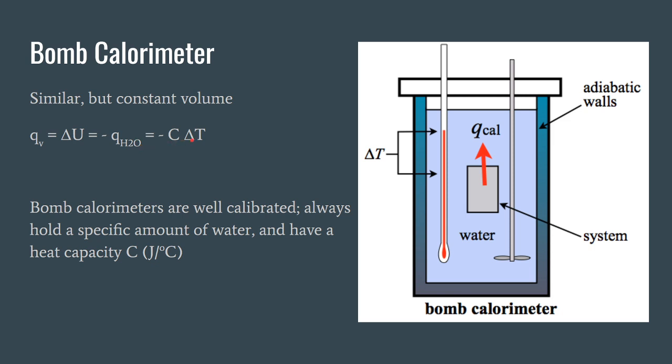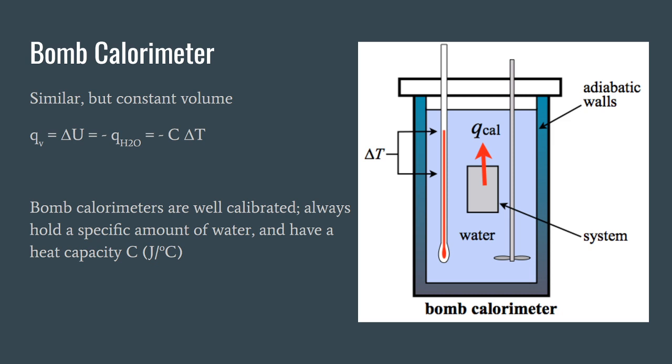Bomb calorimeters are very well calibrated and very well constructed. They always hold a specific amount of water, and they always have a heat capacity instead of a specific heat capacity. Specific heat capacity means joules per gram degree Celsius, and this is just joules per degree Celsius. Because bomb calorimeters are so carefully set up that way, they always know how much water is going to be in there.